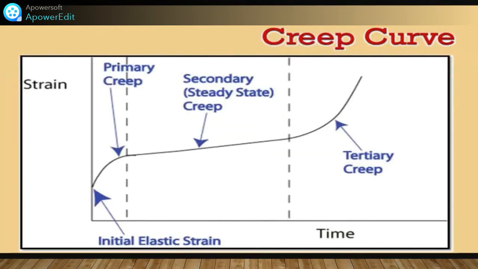This is a typical strain versus time creep curve. In the initial stage, that is primary creep, the strain rate is relatively high, but slows with increasing strain. This is due to work hardening. The strain rate eventually reaches a minimum and becomes constant. This is due to the balance between work hardening and annealing, that is, thermal softening. This stage is known as the secondary stage or steady-state creep.